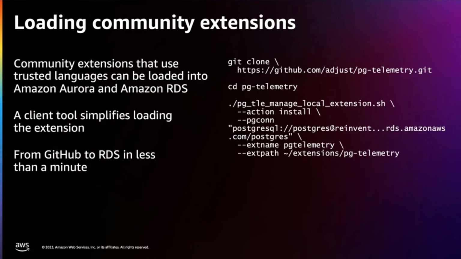There are already extensions for Postgres that are trusted language extensions to date. They may be using the existing Postgres file-based format, but you're able to load them into any system that's using trusted language extensions. These are extensions written in pgSQL or other trusted languages. There's a tool available within the trusted language extension GitHub repository that lets you load these extensions. pgTLE managed local extensions simplifies the process of loading it in. It really is from GitHub to RDS in less than a minute because you can just run this script, point it at an extension, and it will be automatically installed into Amazon RDS.